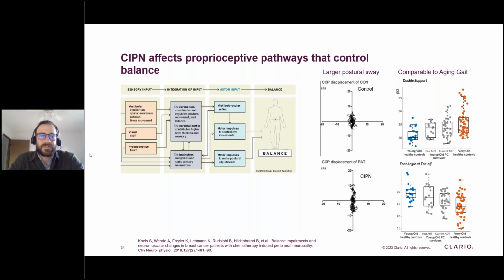So ultimately, these examples highlight some of the functional impairments that may exist in association with chemotherapy-induced peripheral neuropathy, and that can be feasibly measured with wearable sensors in a clinical trial setting. Next slide, please.